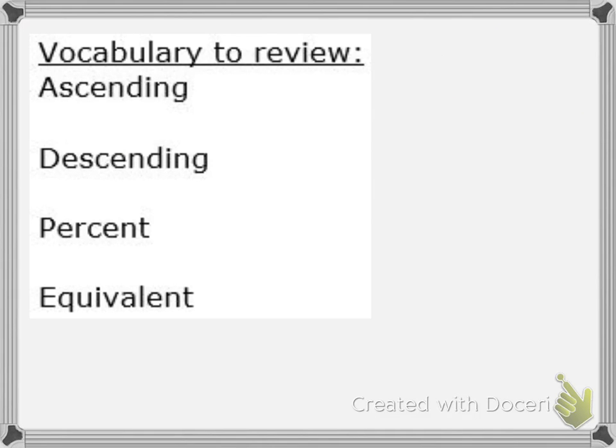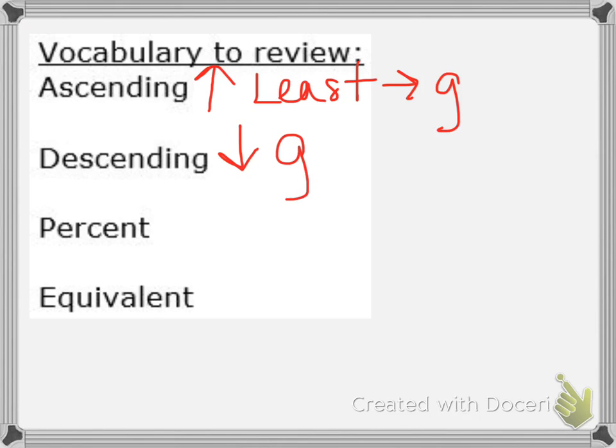Number 12, ascending means going up. Okay, if you think about that as an order, if numbers are ascending, they are going least to greatest. If you're descending, you're going down. So if you think in numbers, if you order them descending, that would be the greatest number to the least number. Percent is out of 100. And equivalent is equal.